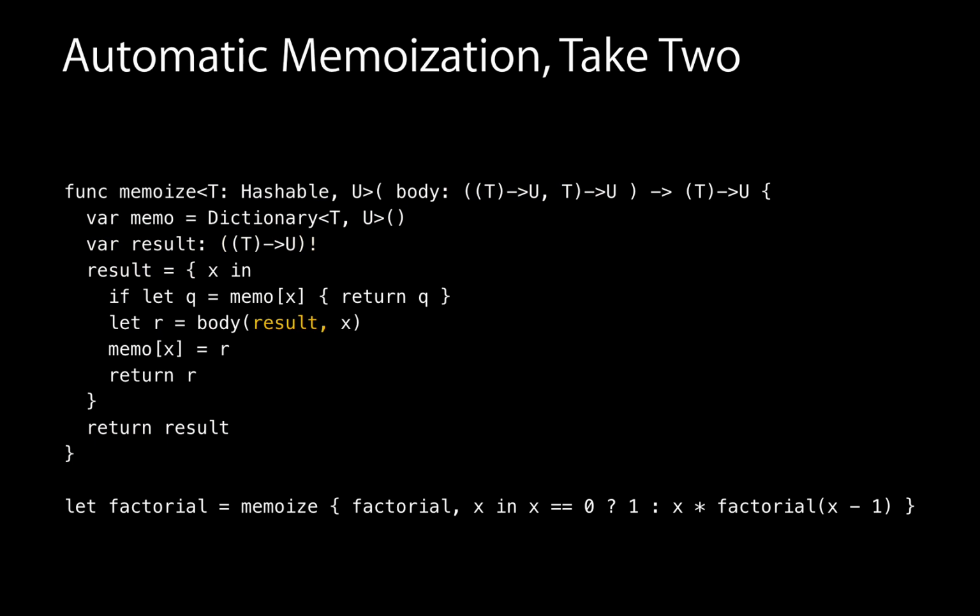Now, all that remains is to pass result to the body when it's invoked. And there you have it. A reusable tool that elegantly memoizes even recursive functions. Now, the point, of course, is not that you're going to go out and memoize all your functions, but that you can do stuff like this in Swift. You can write your own modifying crazy language extension type functions like this.